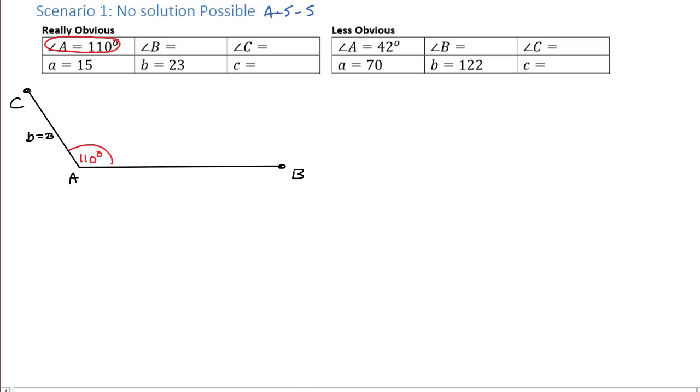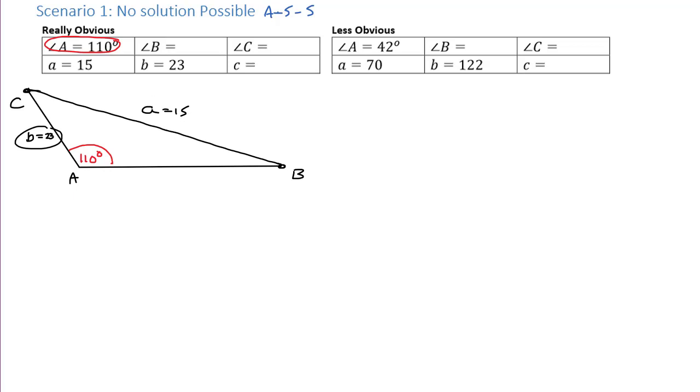So let's just think about it logically looking at this picture. How in the world could this line be 15 but be so much longer that it reaches all the way down to here? How can this be 15 but this is 23? Just looking at it, this doesn't make sense, right? There's no way that this is going to reach all the way to there. But let's say we didn't catch on to that yet. Let's just say we're oblivious, we have no idea, we're just solving like normal.